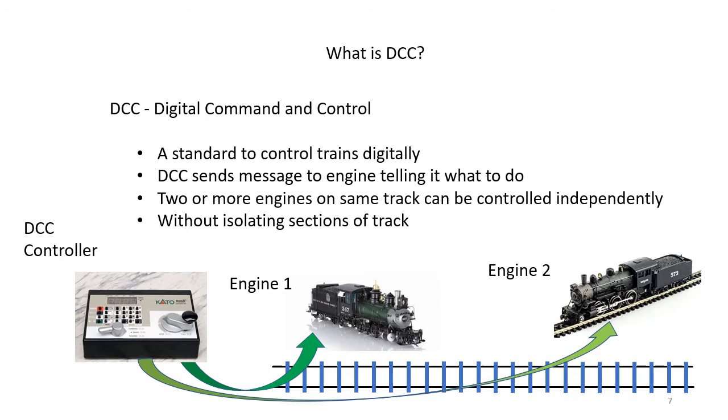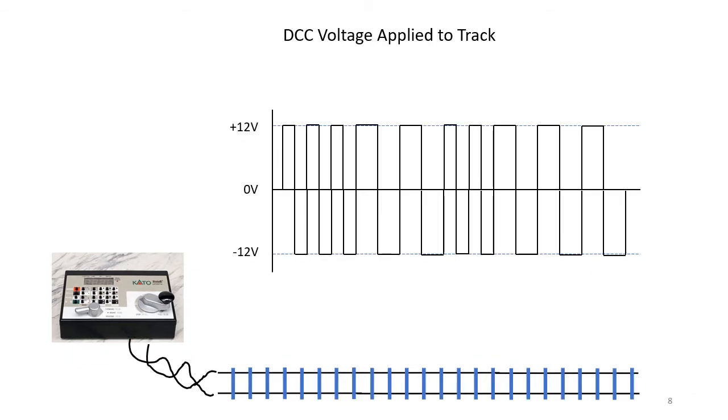While engine number 1, say, is moving forward, the DCC controller sends another packet to engine number 2 telling it to go forward, to go backwards, to increase or decrease speed, or to do whatever the train owner wants it to do, without affecting what engine number 1 is currently doing and without isolating different sections of track.